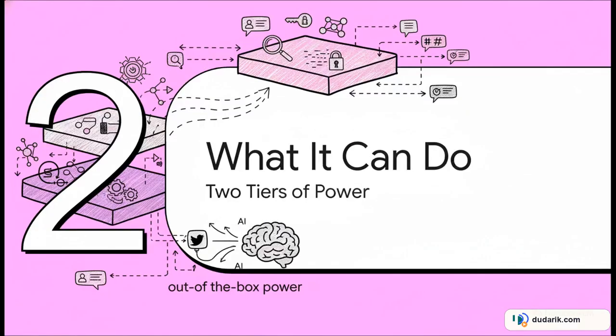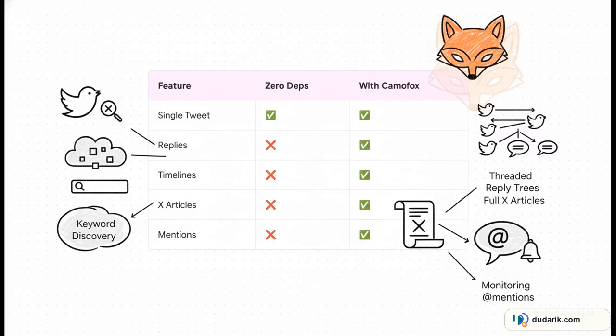Okay, now what I think is really clever about this tool is its two-tiered approach. You get a whole lot of power right out of the box, but then you have the option to unlock even deeper, more powerful capabilities when you really need them. Let's break down what that actually means. So this slide lays it out perfectly. On the one hand, with zero extra dependencies, you can start fetching single tweets or searching by keyword right away. That's fantastic for quick, simple tasks.